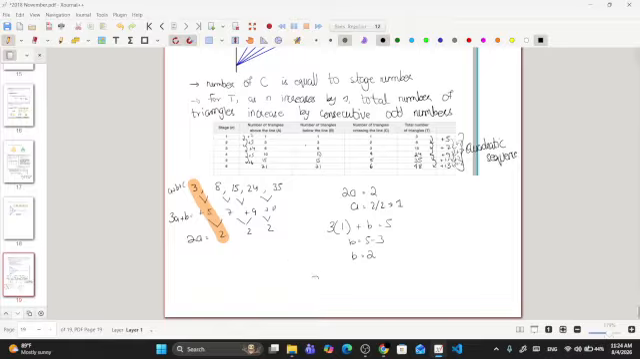Now let's find the value of c. We know that a plus b plus c equals 3. 1 plus 2 plus c equals 3. 3 plus c equals 3. So the value of c becomes 0.